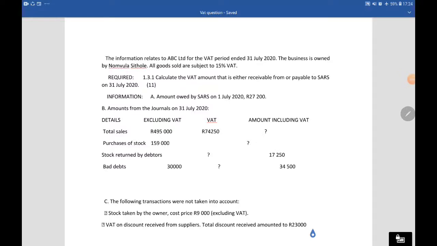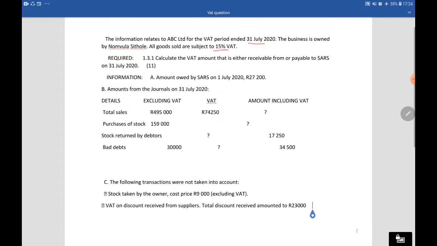In this video I'll be doing a question on the VAT, specifically the VAT control account. The information relates to ABC Limited for the VAT period ended 31 July 2020. The business is owned by non-volatile goods are subject to 15% VAT. Required: calculate the VAT amount that is either receivable.